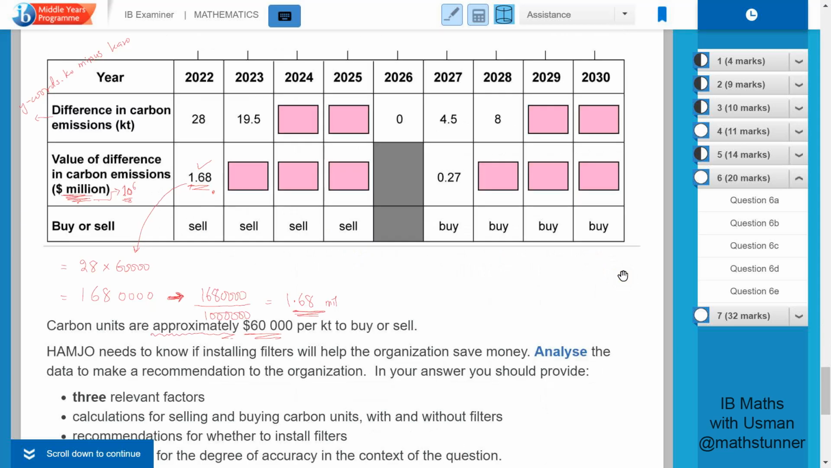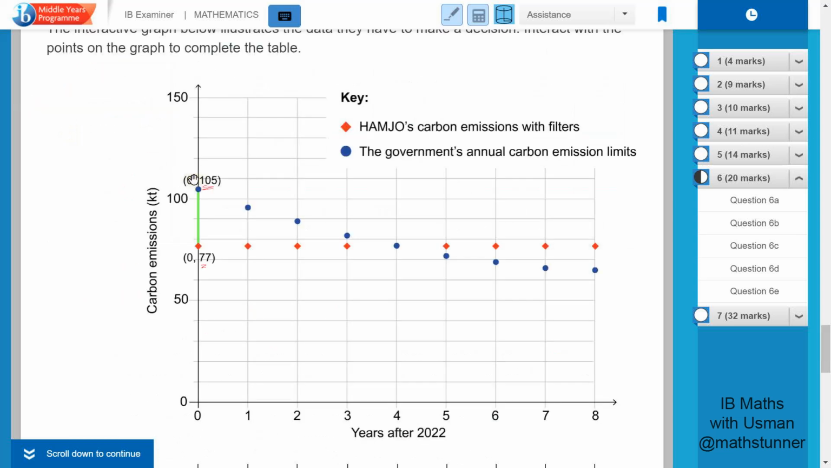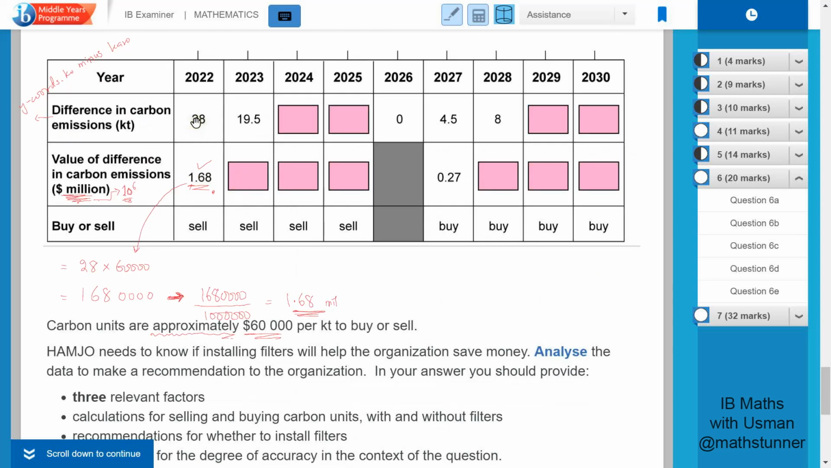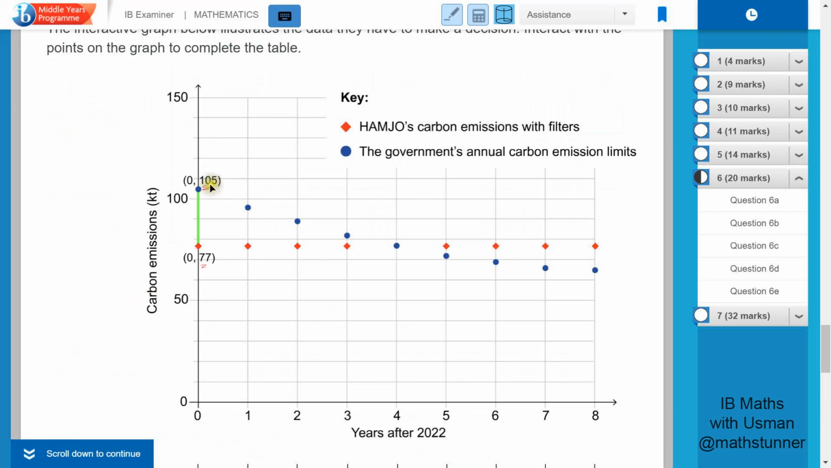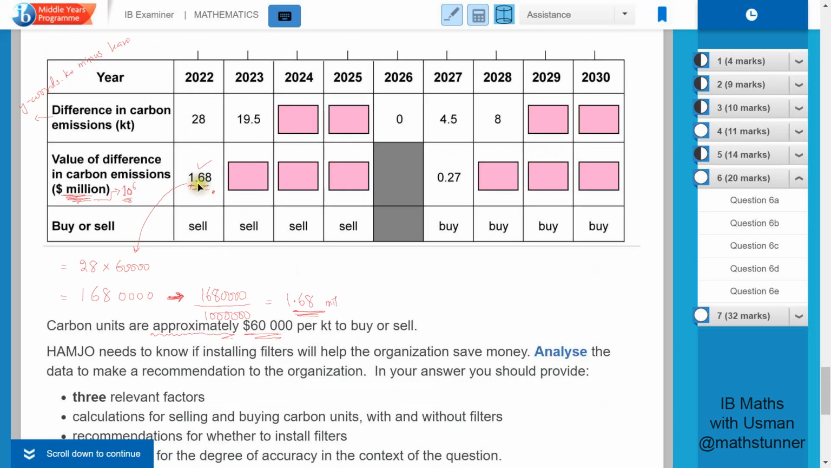Okay, so this is the table that we need to fill. Now I haven't been taught how to fill tables like these ever, but the first few values are already filled over here and over here, and we can learn how they are filled. So let's learn. Difference means subtraction of something. Difference in what? Carbon emissions. Where is carbon emissions given? The y-axis. Difference in carbon emissions 28. So difference in carbon emissions, difference in the y coordinates. Subtract 105 with 77, you will get 28.